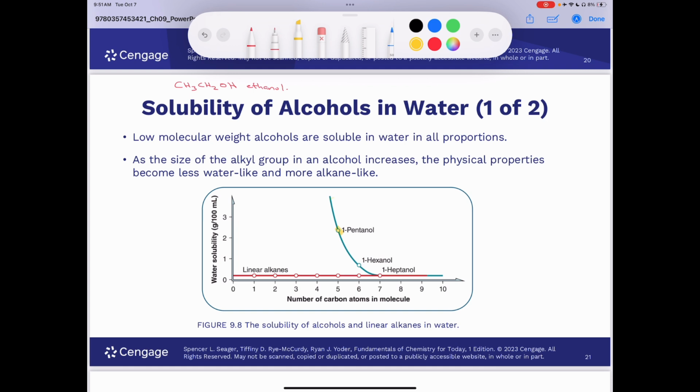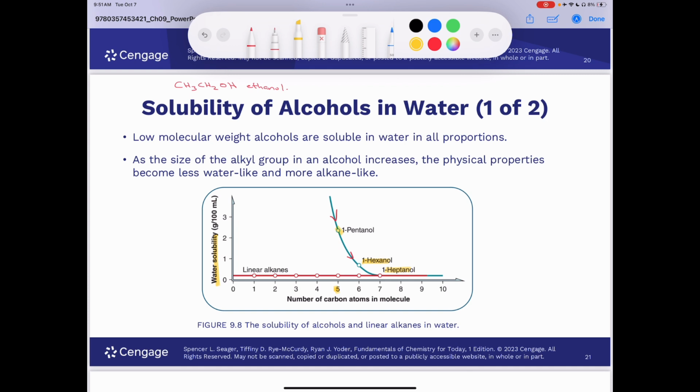So it's presumed that if we were to extrapolate this line up, any lower chain alcohol, so anything with less than five carbons, is going to be soluble in water. But once we get to five carbons, you can see the solubility is decreasing, right? It's going down and down and down, from five carbons in pentanol to six carbons in hexanol to seven carbons in heptanol. The water solubility is decreasing.